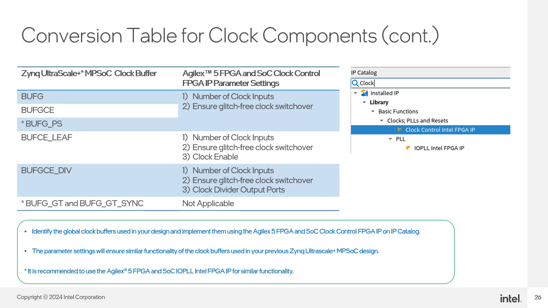Building upon the understanding of Agilex 5's automated clock network construction, this table delves into commonly used clock buffers in Zynq and their corresponding parameter settings in Agilex 5. These settings guarantee that the functionality of the clock buffers remains consistent across both platforms within the Agilex 5 architecture. To access and configure these parameters, navigate to the Clock Control FPGA IP within the Quartus IP catalog.